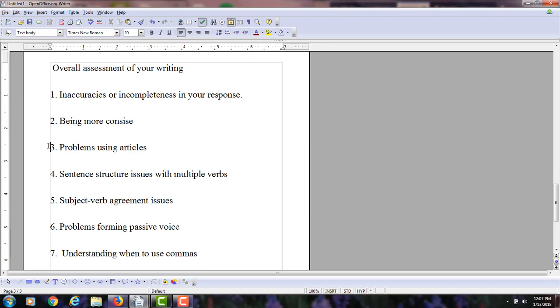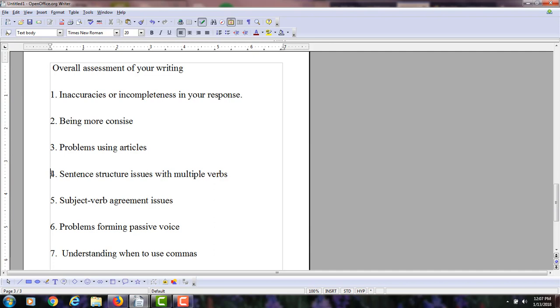Number 3, problems with articles. That means a, an, and the. Be careful about those articles. If you want to go on the internet, you can search for using articles or article usage in English grammar. You can find some good websites with that.